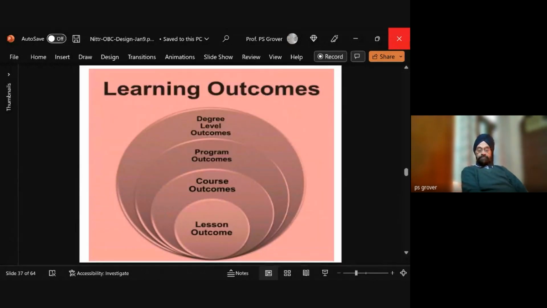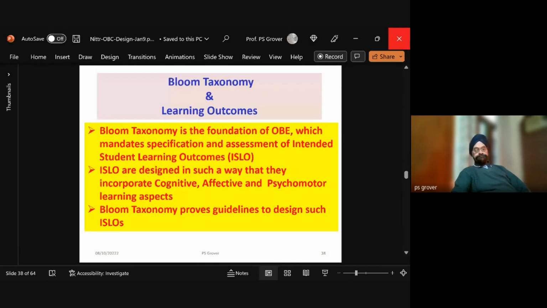Here is just a slide showing that learning outcomes can be at various levels. Learning outcomes at the lesson level help us to achieve the course outcomes. Course outcomes help us to achieve the program outcomes, and program outcomes help us to achieve the final learning of the students in the course.